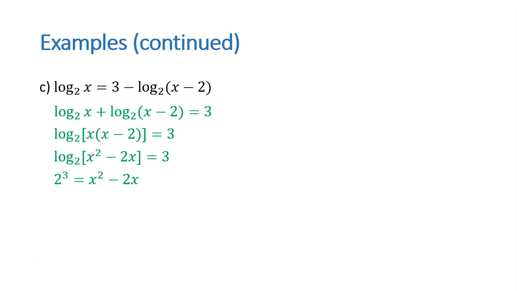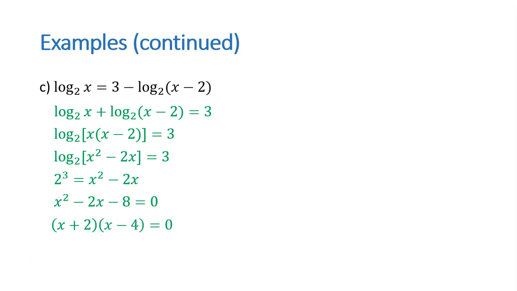Okay, so now I have a quadratic. Keep in mind, 2 cubed is just a constant number. We'll just simplify that down. But I do have an x squared, so I'm going to have to get everything on one side and I'm going to have to factor. So if I get everything on one side, I have x squared minus 2x minus 8 is equal to 0.